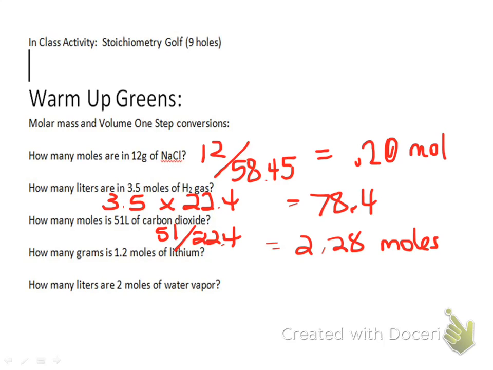Skip this one for a second just for the sake of time. How many liters are in 2 moles? 2 perfect chunks. 2 moles. 2 perfect chunks. How many liters is that going to be? What do I do? Do you agree? How many liters are in 2 perfect chunks? It's going to be 44.8, right?